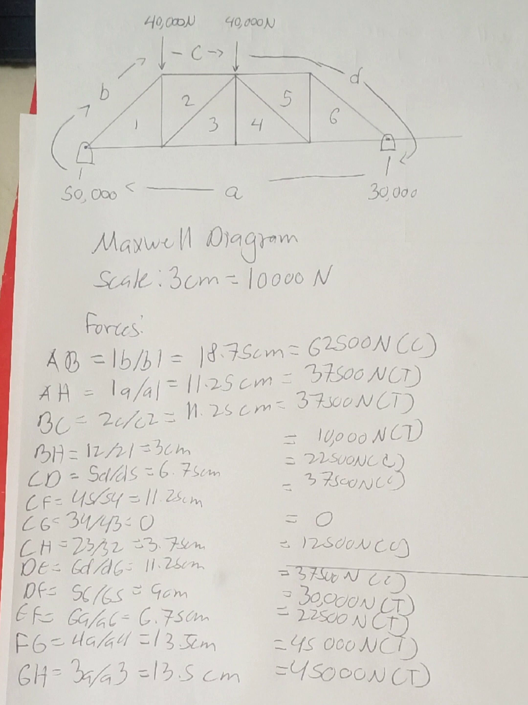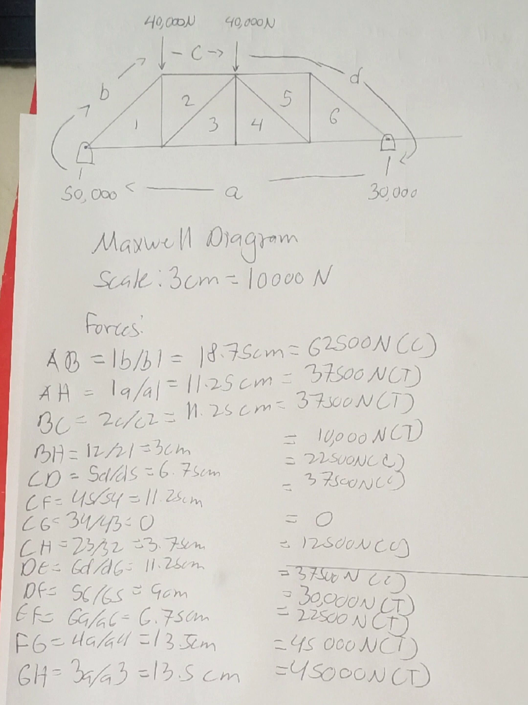CF is equal to 45 to 54 is equal to 11.25 cm, 37,500 newtons. CG, 34 to 43 is equal to 0. CH, 23 to 32 is equal to 3.75 centimeters, equal to 12,500 newtons. DE, 60 to D6 is equal to 11.25 centimeters, equal to 37,500 newtons. DF, 56 to 65 is equal to 9 centimeters, equal to 30,000 newtons.